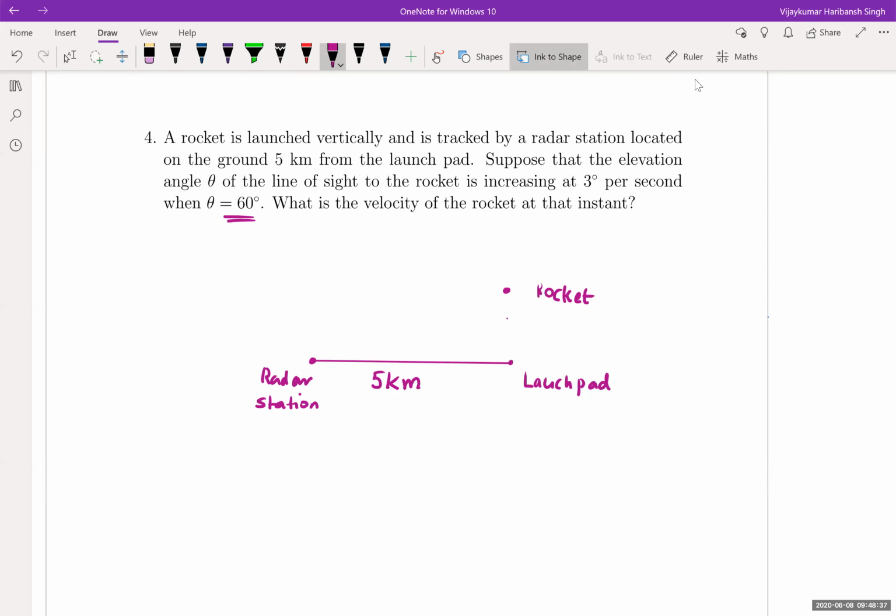Now, what is an elevation angle? The elevation angle is the angle, if you are watching from here, how much do you have to look up? So let theta be the elevation angle. And what is given to us? d theta by dt is 3 degrees per second. What else is given to us? d theta by dt is 3 degrees per second when theta equals 60 degrees.